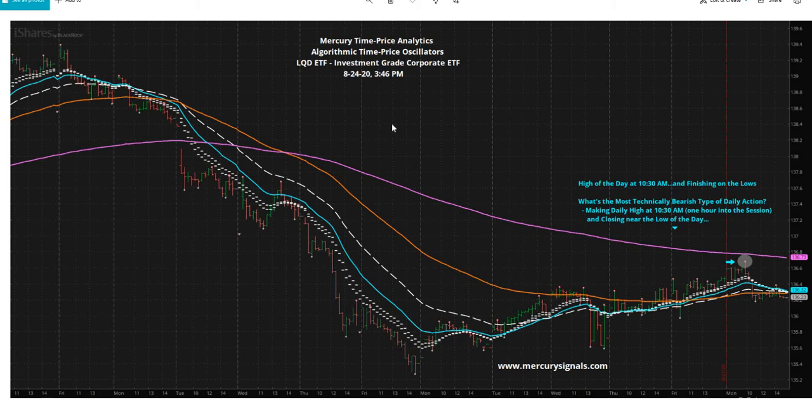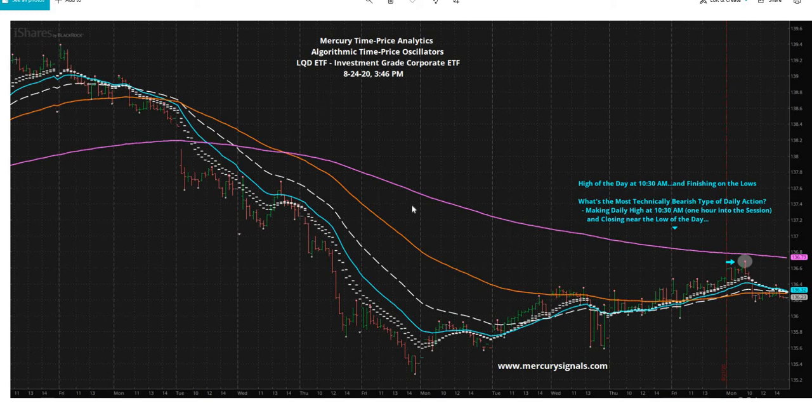This is the LQD, which is the investment grade bond ETF. This is investment grade, not the junk bond ETF. With junk bonds, you expect to get some nasty pullbacks now and again. This is investment grade corporate bonds. Now, this is yesterday. I'm going to show you a chart of today, because it got to a very important algorithmic support level. It held for today, but I still don't like the way it closed.